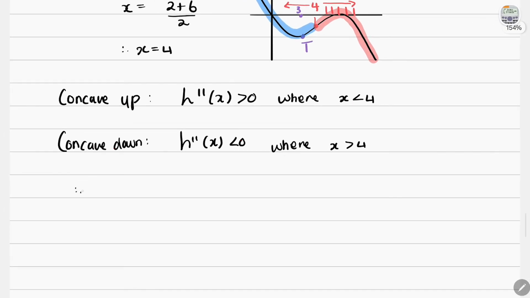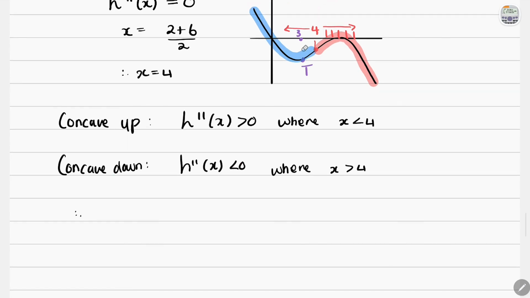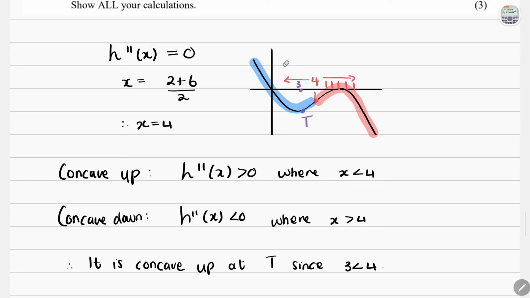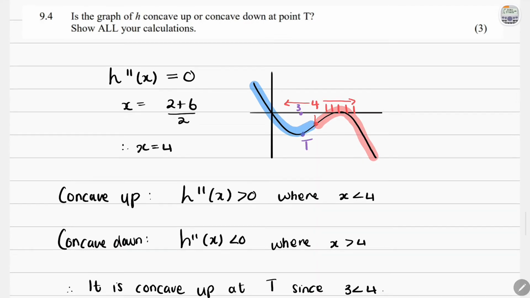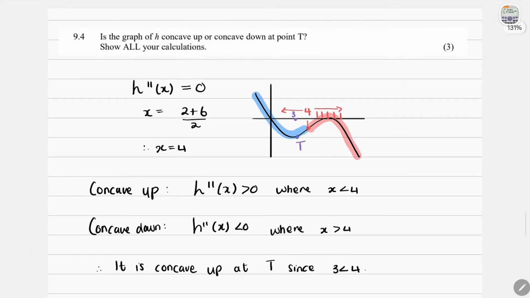And you can tell them, you just finally conclude the graph is concave up at point T because we can see where that is. And just tell them because we know that 3 is less than 4. So it falls into this category. Okay, so there we go. And I will just leave that along with this graph, just showing where that is. And that is enough of an explanation.